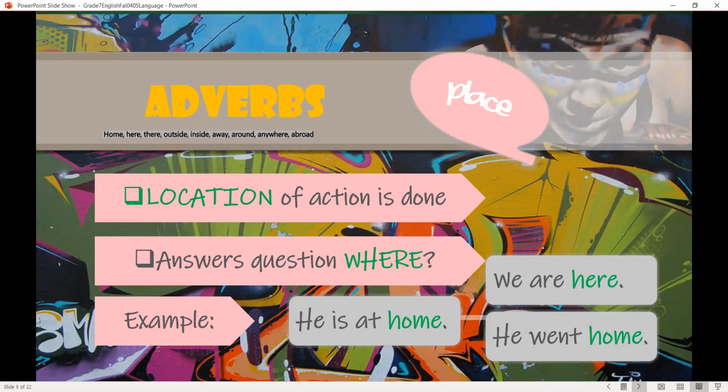So in order to know, we need to add an adverb so that we have a better idea of where an action is happening. Okay. So let's have a look here.